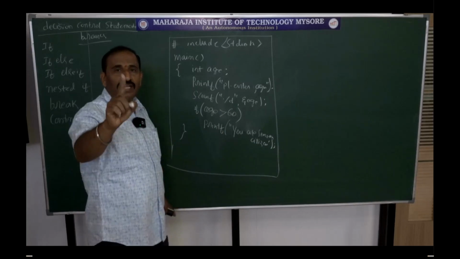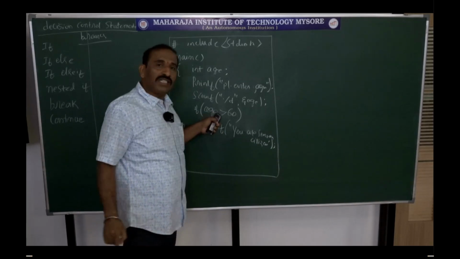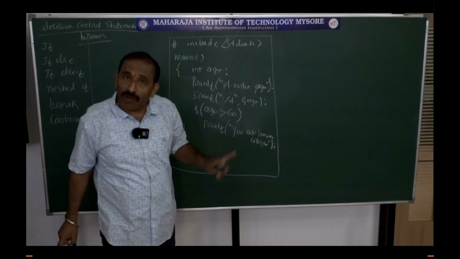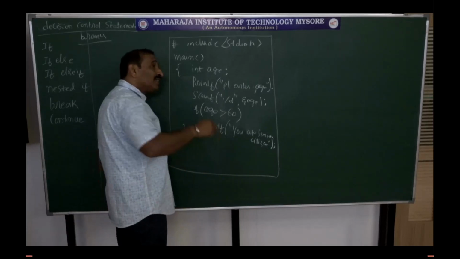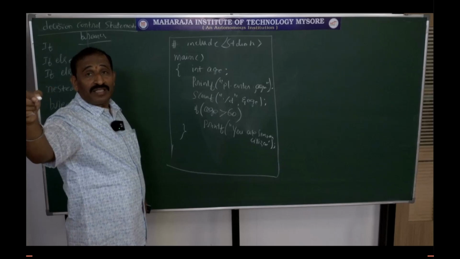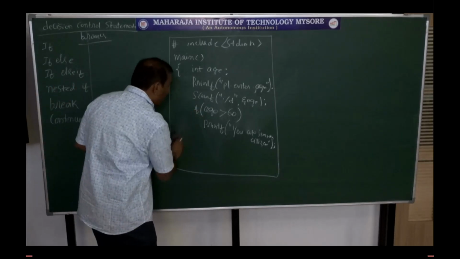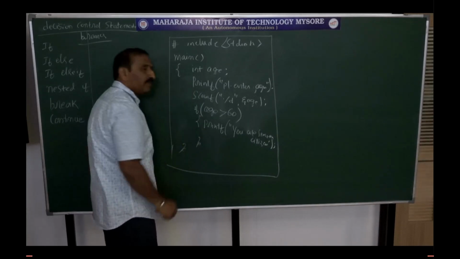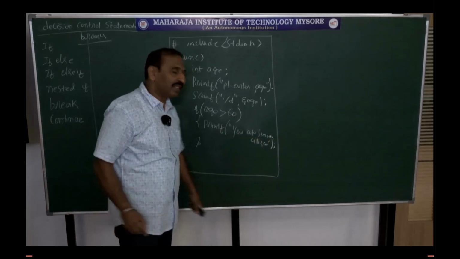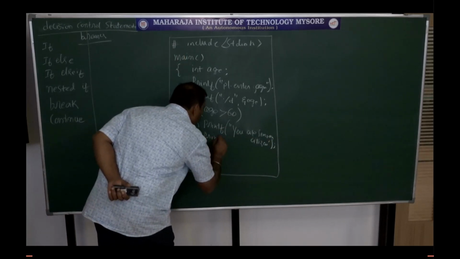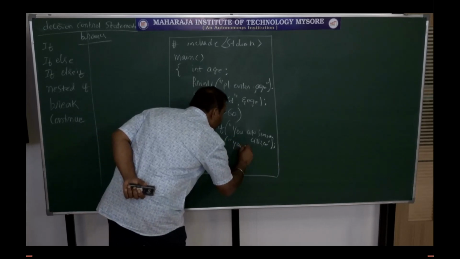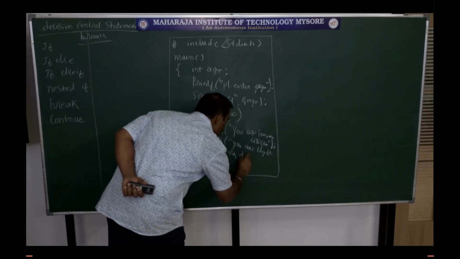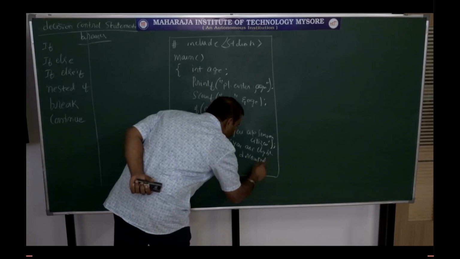Usually, if there is only a single line of code for this condition satisfaction, you can write it without any set of flower brackets. Or if you have a series of statements to be written, then you can have flower brackets like this. Printf, you are senior citizen. Printf, you are eligible for discounted bus fare.